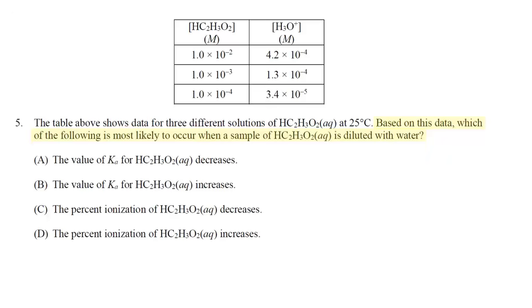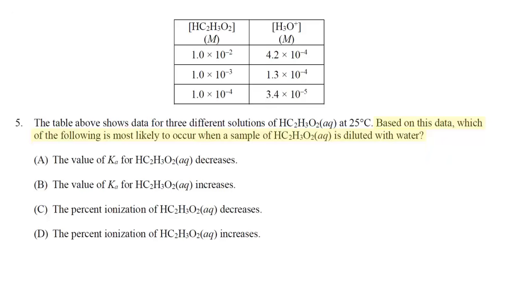diluted with water? And so diluted with water, as you can see in the table as you go from top to bottom, the concentration of the acetic acid in that first column is decreasing from top to bottom. So it's 1.0 times 10 to the negative 2 moles per liter, and then that decreases to 1.0 times 10 to the negative 3, and then finally 1.0 times 10 to the negative 4. So the concentration of acetic acid is decreasing from top to bottom.